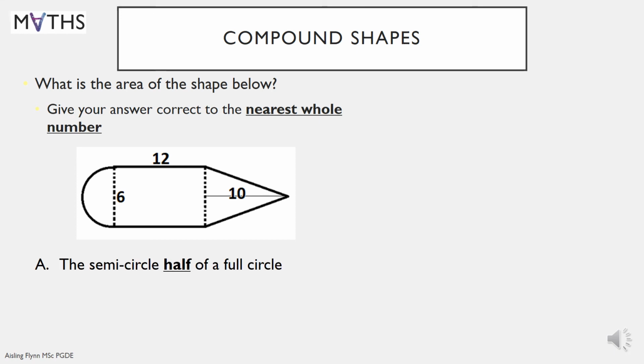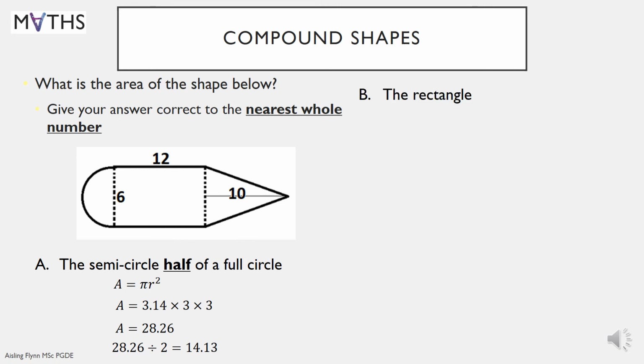So the semicircle is half of a full circle. Let's calculate the area of the circle. And remember, we're using radius. That 6 marked on the diagram is a diameter. So our radius will be half of that, which is 3. So area will be pi, 3.14, by 3 by 3. So 3 squared, you get 28.26. But this is the answer for a full circle. So for the semicircle, we must divide it by 2. We get 14.13.